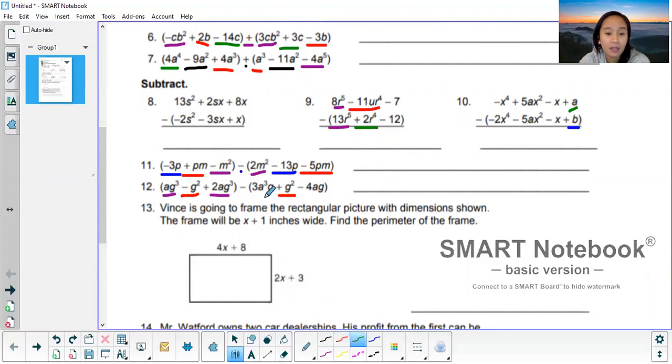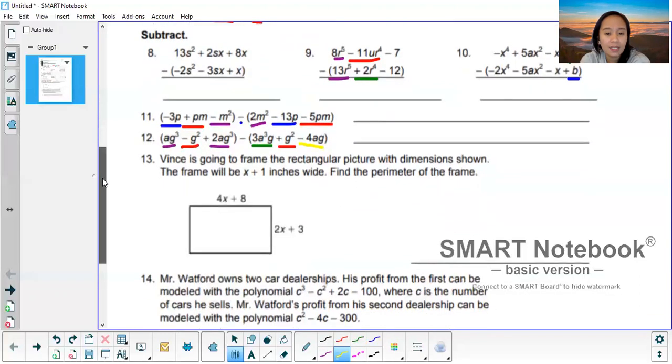And then you have this. You cannot combine that with any other thing, so you can just copy minus 3a cubed g. Then this one, you don't have any other ag, so minus a negative, that becomes plus, so that's plus 4ag at the end.